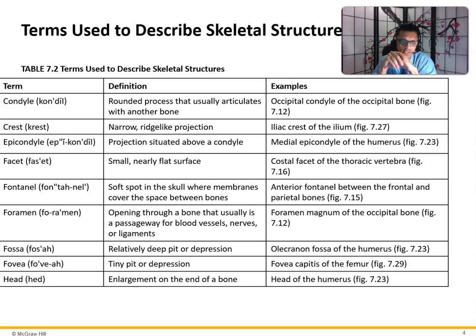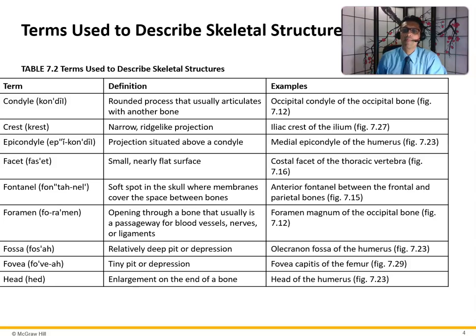The fossa is a relatively deep pit or depression. The olecranon fossa is back here. Fovea is a tiny pit or depression. You have these little tiny pits in your femur. The head is an enlargement on the end of a bone. So the head of the humerus is right here. You also have a head of the radius.